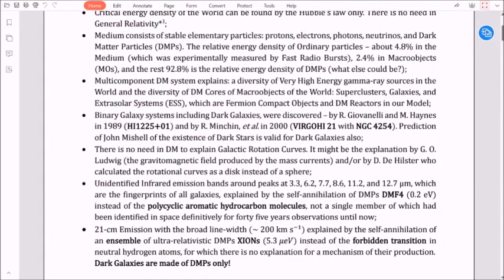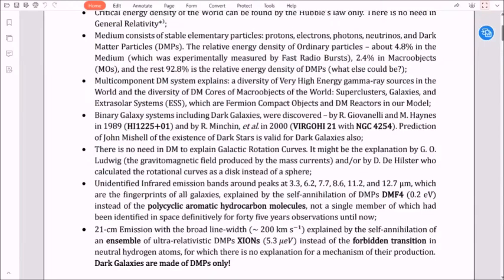Unidentified infrared emission bands with peaks around 3.3, 6.2, 7.7, 8.6, 11.2, and 12.7 micrometers, which are the fingerprints of all galaxies, are explained by the self-annihilation of dark matter particles DMF4 with rest energy 0.2 electron volts, instead of polycyclic aromatic hydrocarbon molecules, not a single member of which has been definitively identified in space in 45 years of observations until now.